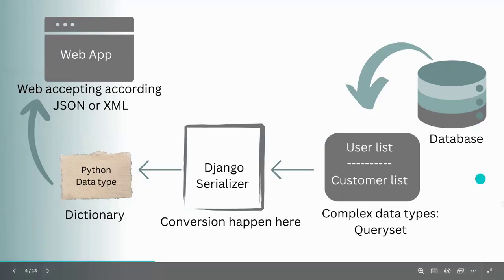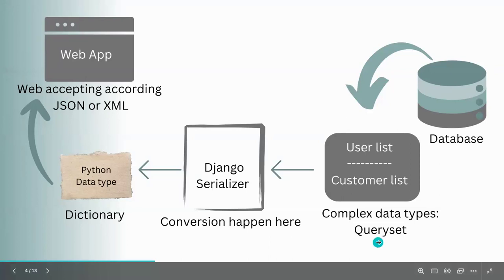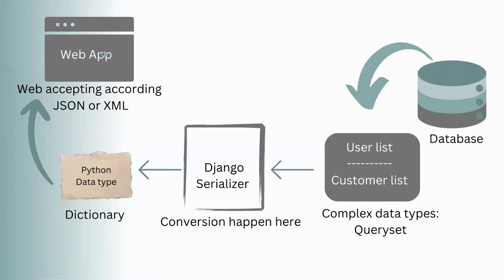Let's say we have a DB, and we want to retrieve some user list or customer list from the DB. So whatever data we are fetching from the DB is called a query set. The query set is complex. The query set cannot travel directly into a web app. So to do this, we need some conversions.